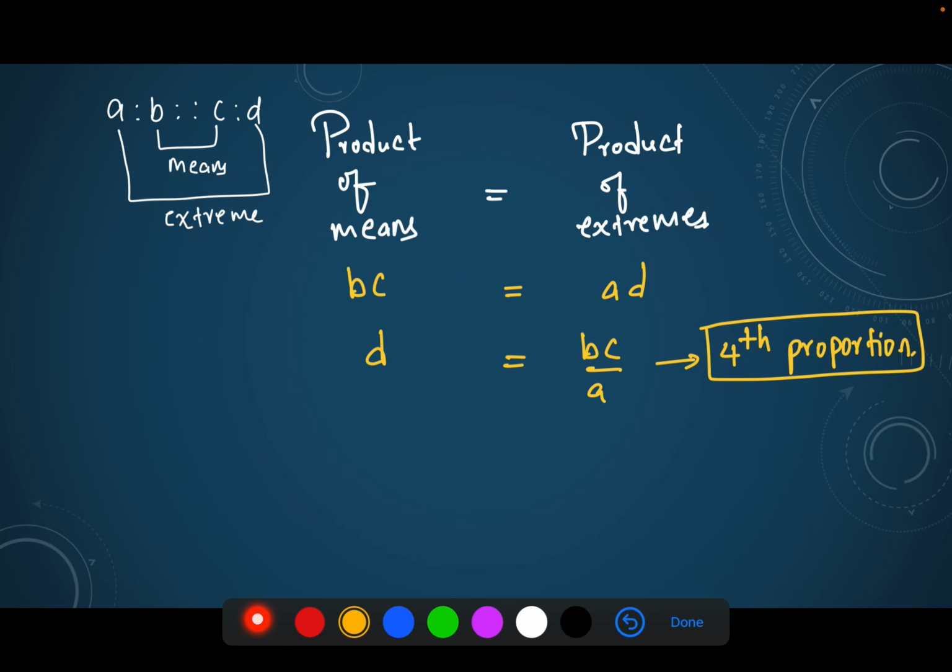See, I wrote here cleanly. These are means, extremes. Product of means is equals to product of extremes. Product of means is B into C, that is equals to A into D. If D comes this side and BC go that side, here D is equals to BC by A. This is the fourth proportion. Just hold on, you will be getting clarified.